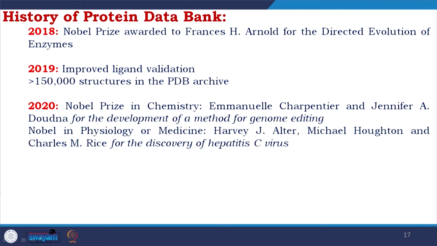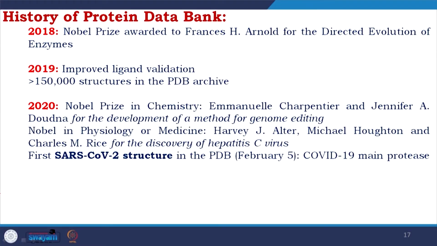In the same year, the Nobel Prize in Physiology or Medicine went to Harvey Alter, Michael Houghton and Charles M. Rice for the discovery of the hepatitis C virus, in a year where most of the scientific activity was stopped because of another virus, COVID-19. So, the first SARS-CoV-2 structure in the PDB, which is the COVID-19 main protease.